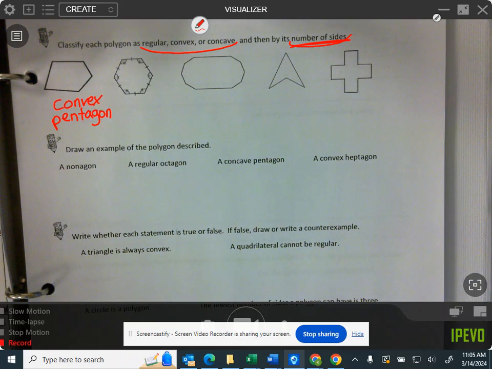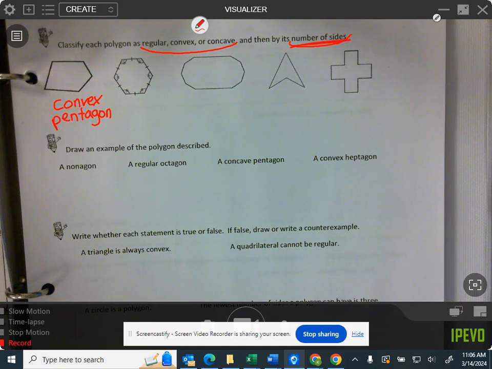Do that for all of those. Decide if it's convex or concave or regular. You'll know it's regular because the arcs will tell us. Concave, it's going to have sides that have caved in. If we look at the inside of the polygon, there will be really big angles over 180 degrees. Then we have to draw an example of the polygon described.